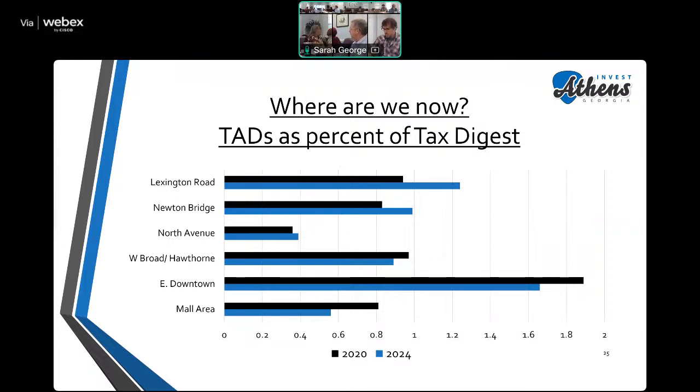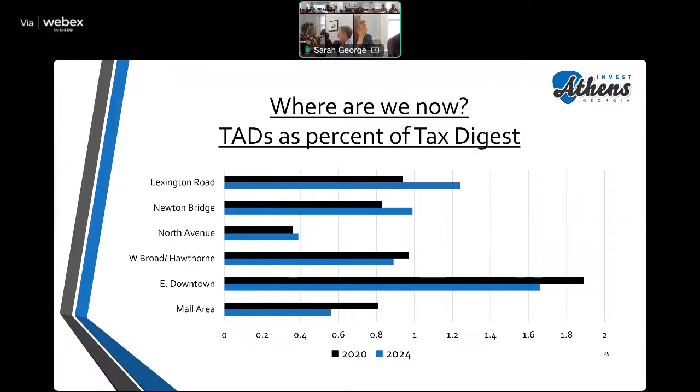Yeah, so here's each TAD, and the TAD is the percentage of the tax digest. And what you might say is, the mall, how is it less now? But the fact is the value of the mall was moving backwards, right? It was losing value, basically. So you can see that between 2020 and 2024, until the new things are built, in which case the value will go up again. So in East Downtown as well, huh?